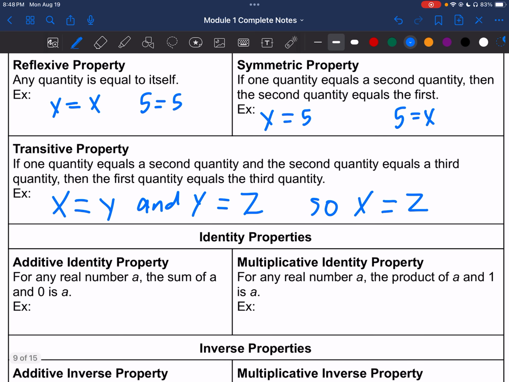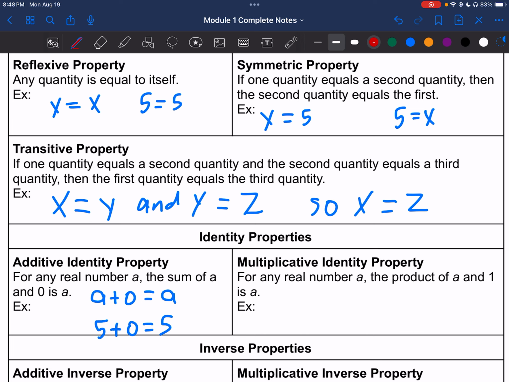So identity properties, you can kind of hear a little bit of the word identical in it. So the additive identity property is that for any real number a, a real number is a non-imaginary number. You'll deal with imaginary numbers in Algebra 2. So for any real number a, the sum of a and 0 is just going to be a. So if we have a plus 0, it's going to equal a. Or if we look at it numerically, 5 plus 0 is still going to be equal to 5.